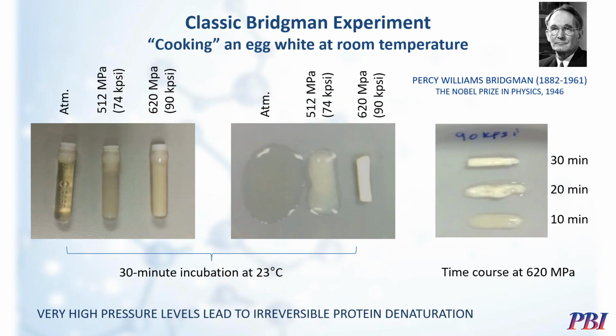At the beginning of the 20th century, Harvard University professor Percy Bridgman laid the foundation for today's high-pressure solid-state physics. He also experimented with so-called soft matter, which is the way physicists refer to biological material. He noticed that an egg white could be cooked at room temperature solely by application of high pressure. We have recently repeated this classic experiment in one of our instruments. Pressure levels generally higher than 500 megapascal, or 70,000 psi, begin to cause irreversible protein denaturation.